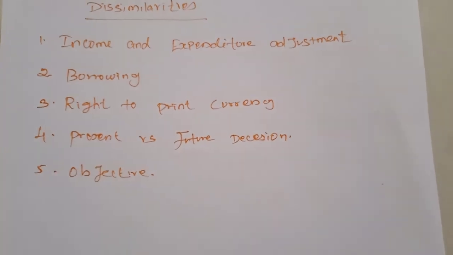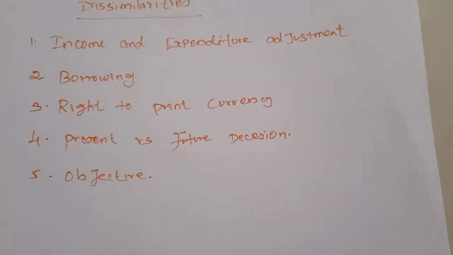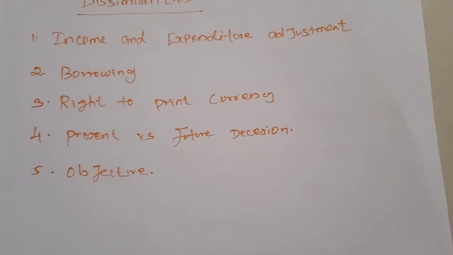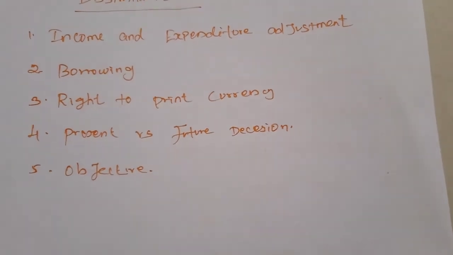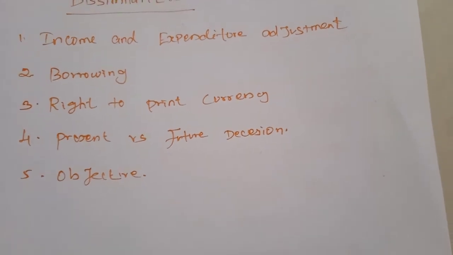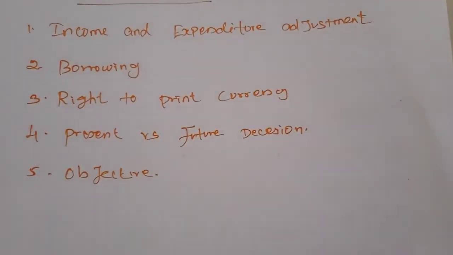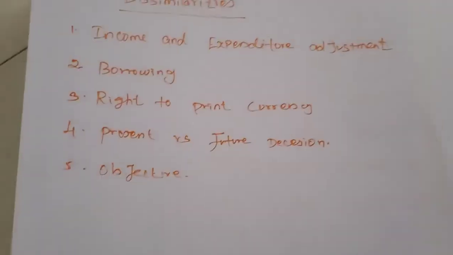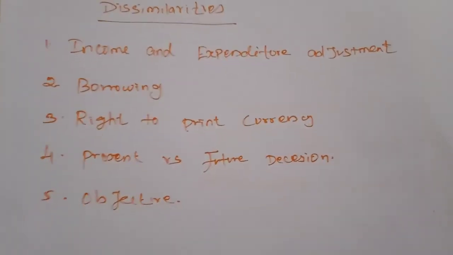Next, the right to print currency. The government can print currency. This involves the creation, distribution, and monitoring of currency. The private sector cannot create currency. Even private organizations have to depend upon the government.